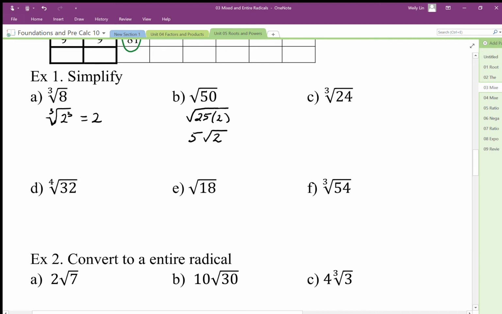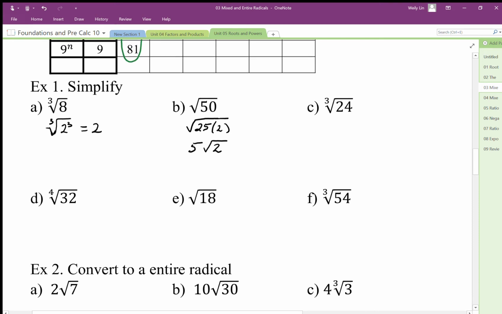Looking at the index 3, we need to find our powers of 3. Our powers of 3 would be, well, 2 cubed is 8. That's divisible into 24. So what I can do is factor out that power of 2. It's going to be 2 cubed, which is 8, times 3. So this becomes 2 to the power of 3 times 3. The 2 to the power 3 and the cube root undo each other, and we're left with the cube root of just the 3 inside.